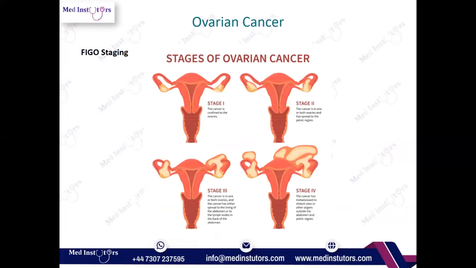Okay, now let's revise the staging again. Stage 1, limited to the ovaries. Stage 2, limited to the pelvis. Stage 3, cancer has spread beyond the pelvis, and it may involve the abdomen, plus the classic finding is lymph node involvement. And in stage 4, there is distant metastasis.